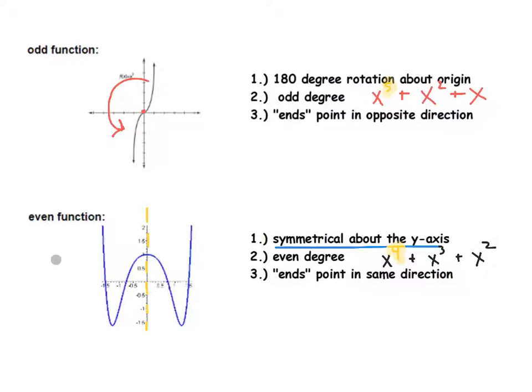Now just because something has an odd degree, it doesn't mean it's an odd function. And just because it's an even degree does not mean it's an even function. Both of these, the odd function has to have this 180 degree rotation about the origin. An even function must be symmetrical.